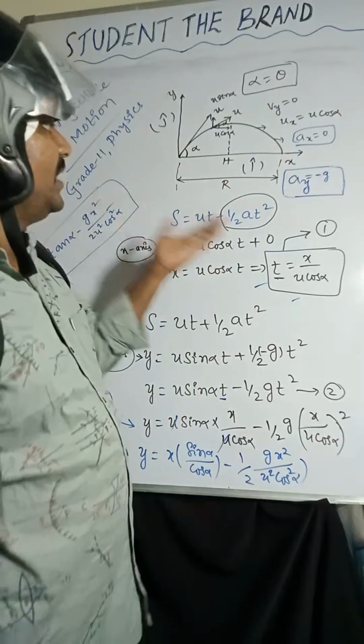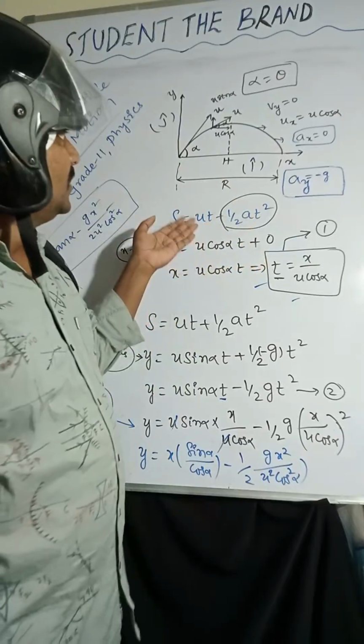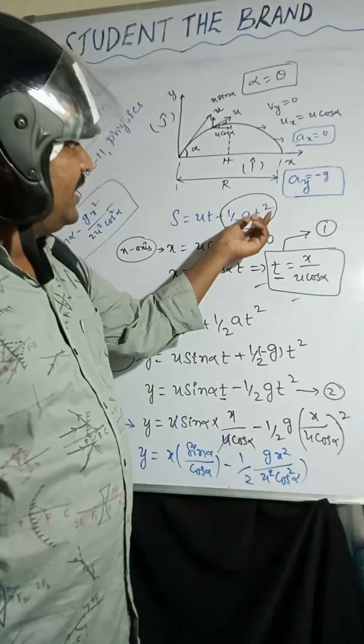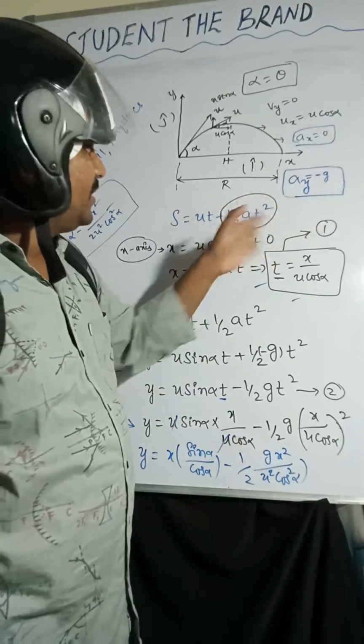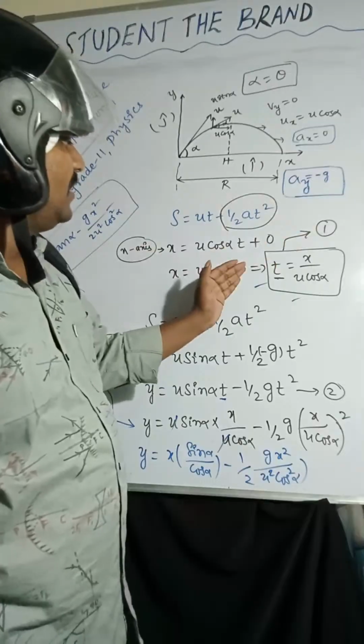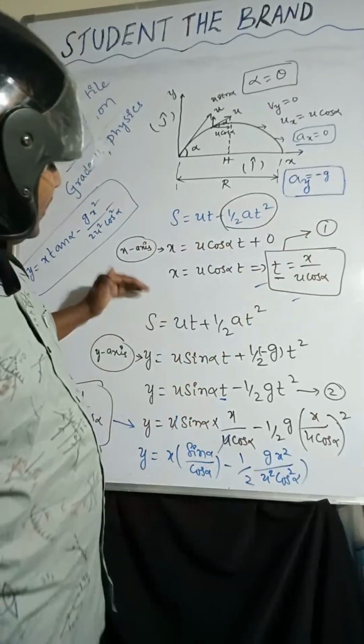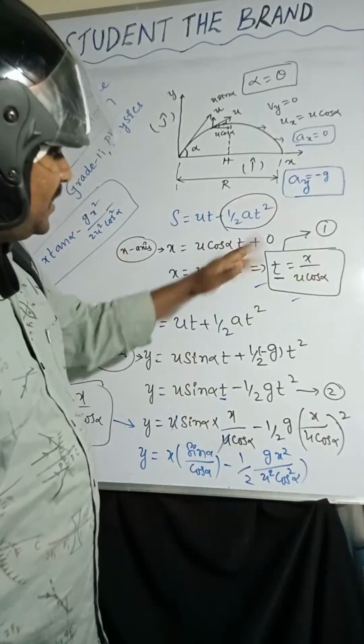Anyway, acceleration due to gravity acts vertically, so ax equal to 0. That's why the entire term becomes 0. Then x equal to u cos alpha into t, so t equal to x by u cos alpha. Coming to the y-axis, y equal to ut plus half at square.